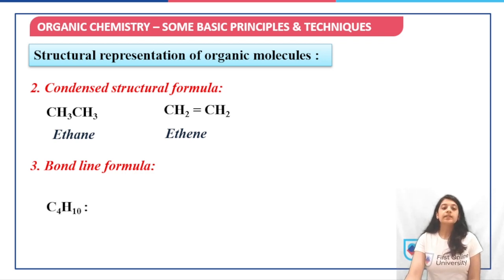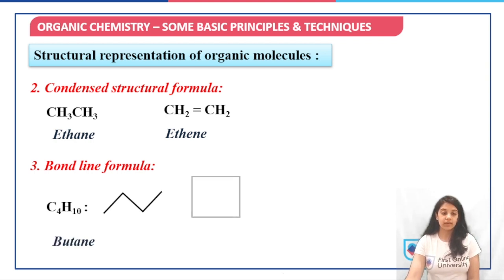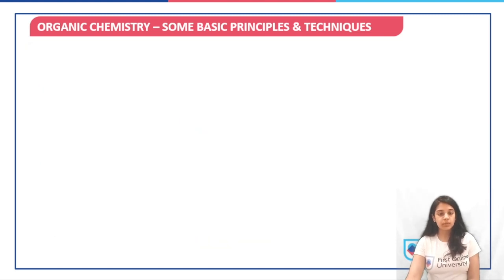Now, what is bond line formula? C4H10, for instance, that is butane. So if you see here, each line is going to represent a bond, and the ends of each line is going to represent a carbon atom. So if it is going in the zigzag manner here, this is one carbon atom, then a bond, another carbon atom, then a bond, another carbon atom, then a bond, and this is the fourth carbon atom. And if you have to satisfy the valency of each of these carbons, you will have 3 hydrogens here, 2 hydrogens, 2 hydrogens, 3, so a total of 10 hydrogen atoms. This is butane. This is going to be cyclobutane similarly.